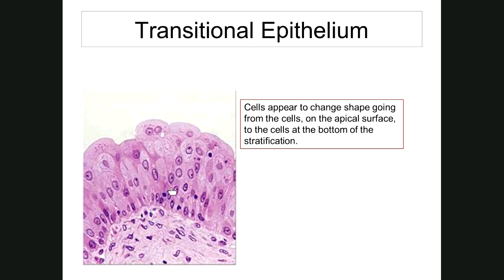And that's the transitional. So this is real easy. This is a good slide. This is of the urinary bladder here. And you can see that they appear to be changing shape from round to elongated.